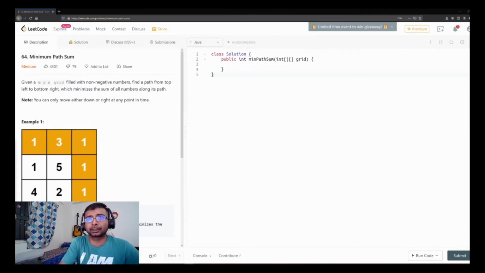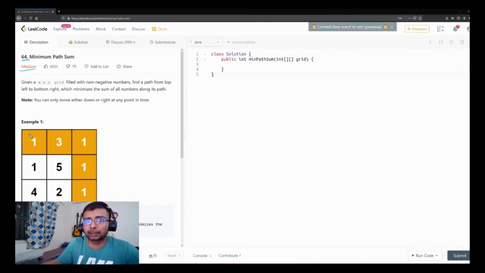So today we are again going to see a medium level problem from Leetcode. The problem number is 64. The problem name is minimum path sum. So let's look at the description. Given an m into n grid filled with non-negative numbers, find the path from top left to bottom right, which minimizes the sum of all numbers along its path. And it says in a note that you can only move either down or right at any point.